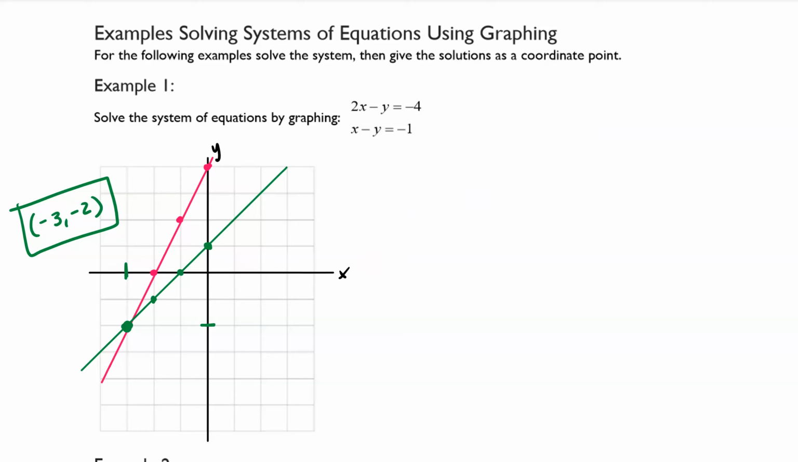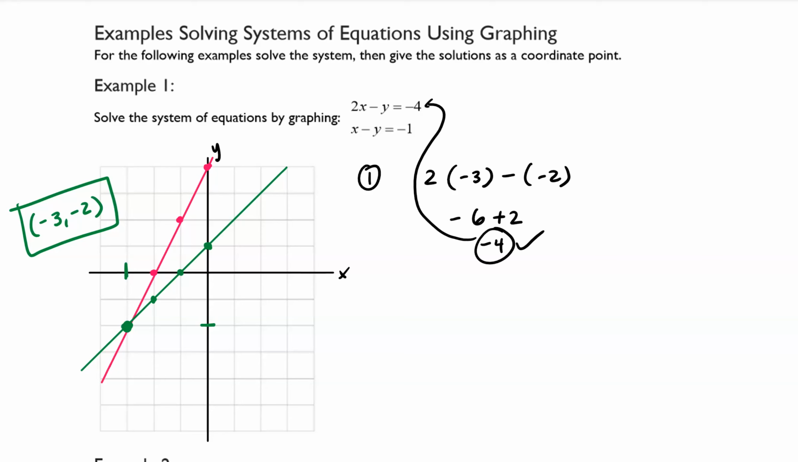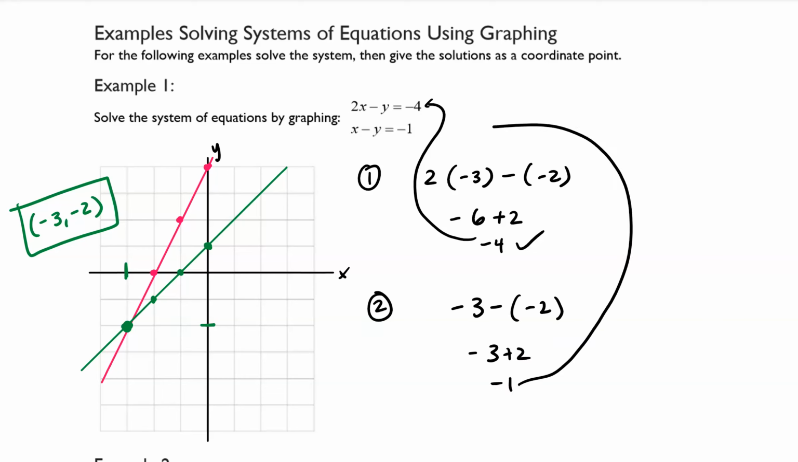So let's go ahead and plug that into equation 1, or the first equation. So I have 2 times negative 3 minus negative 2. And if I did that correctly, it should be equal to negative 4. So that checks off because this value is the same as that value right there. And now let's plug it into the second equation. So we have our x value minus our y value. And that ends up equaling negative 1, which is the value that we wanted there. So that checks off as well. And that shows that we did this correctly.